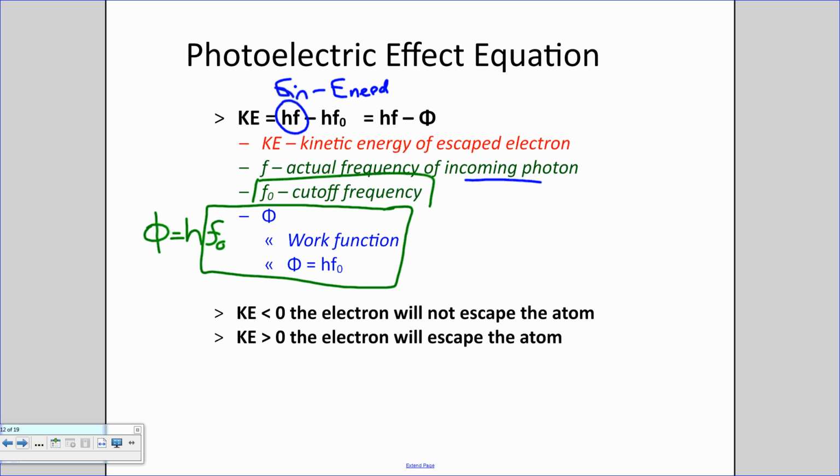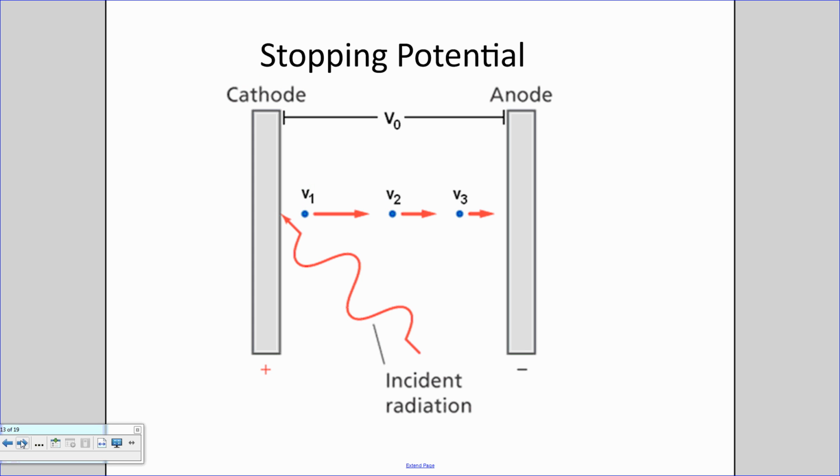Now, if you have more energy coming in than you needed, you're not only going to kick it loose, you're going to kick it loose and send it on its way. And that extra energy becomes kinetic. Now, if you want to know whether the electron is going to escape or not, you plug it into that equation. If your kinetic energy is less than 0, it's not going to escape, which basically means it needs more energy than it's got. And if it's positive, then it's going to escape.